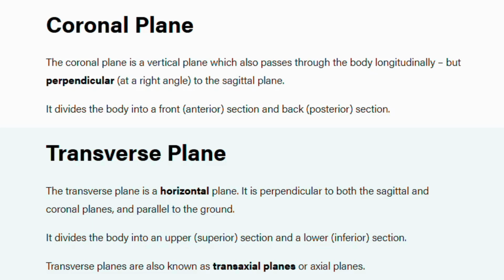Transverse plane. The transverse plane is a horizontal plane. It is perpendicular to both the sagittal and coronal planes, and parallel to the ground. It divides the body into an upper, superior, section and a lower, inferior, section. Transverse planes are also known as transaxial or axial planes.